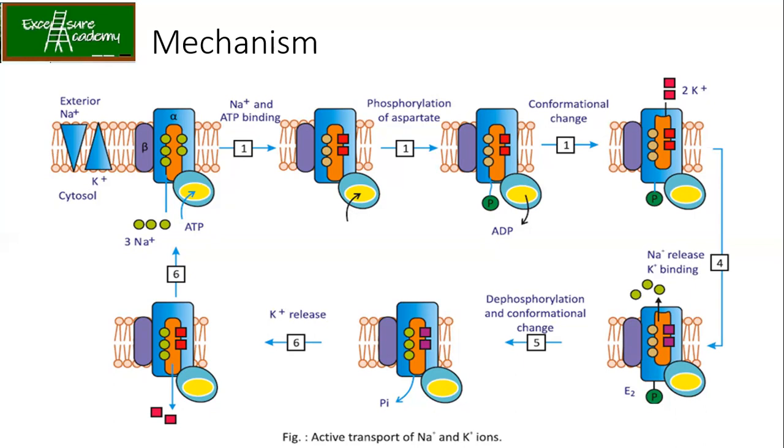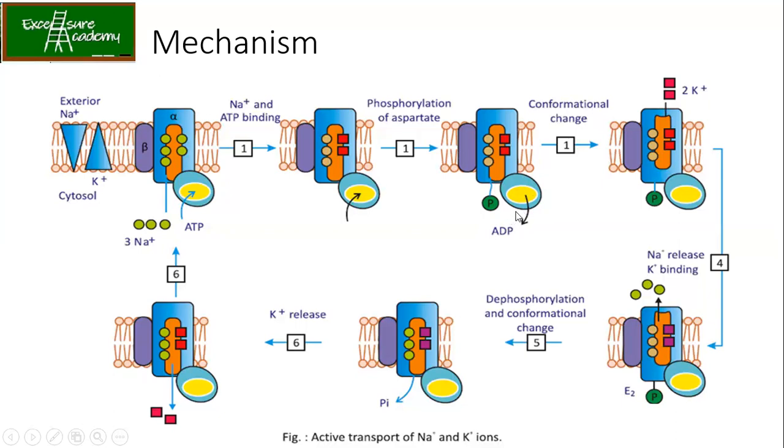I'm repeating again and again. So what is happening now? First, 3 Na plus and ATP binding is happening. Then phosphorylation of aspartate is happening. So how will phosphorylation happen? By ATP hydrolysis. Correct? Now, phosphorylation has happened.